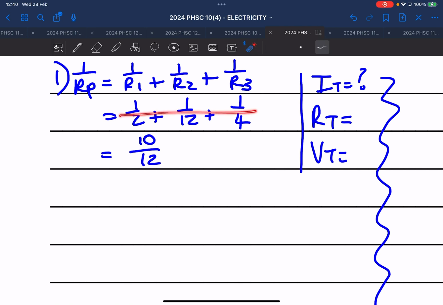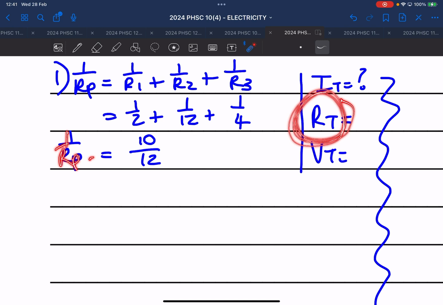Common denominator. So we have to take out the common. It's 12. Or you type it into your calculator and you will get 5 over 6. Alright, now what we've calculated is 1 over R parallel. That's not what we want. We want the total resistance, not 1 over R parallel.